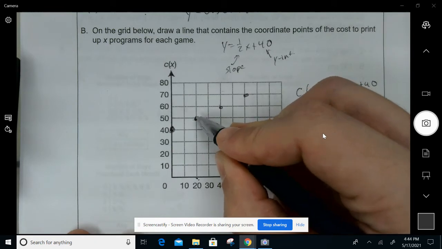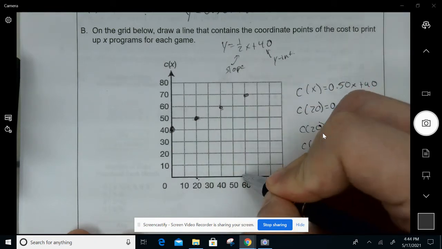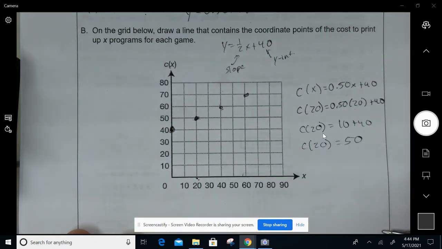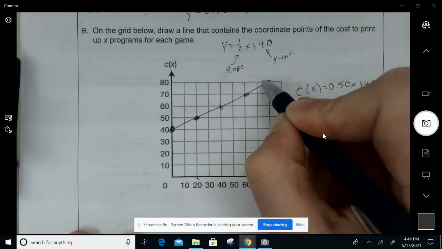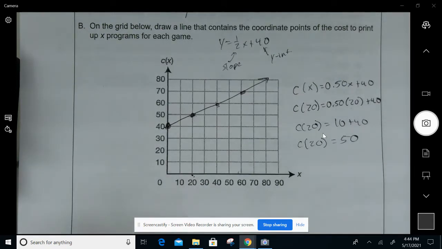Look at that. It's right there. If you plug in 40, you'll get 60. You plug in 60, you'll get 70. That's how it goes. Connect it. There you go.